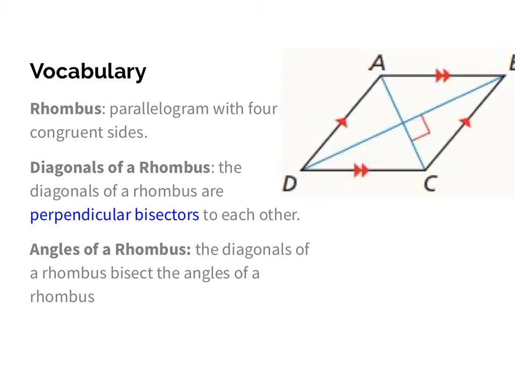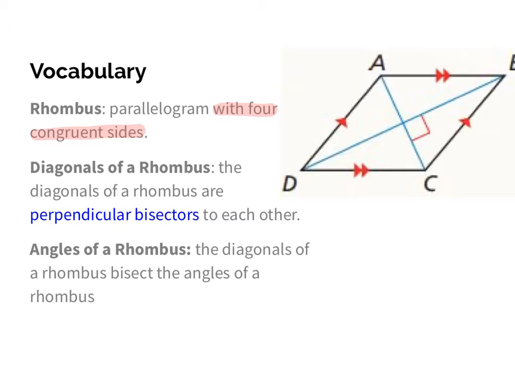So first thing we're going to look at is one special type of parallelogram, which is called a rhombus. So a rhombus is going to be a parallelogram where, again, we have the opposite sides being parallel, but the key thing here is that the opposite sides are going to be congruent to each other. And in this case, we're going to look at all four sides being congruent.